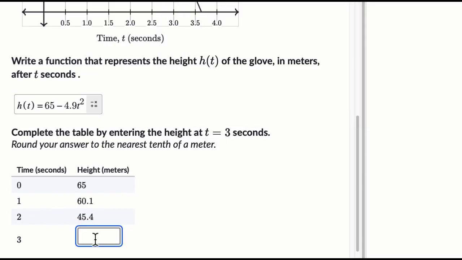And that validates what we saw on the graph as well. A little bit more than 20 meters. And we're all done.